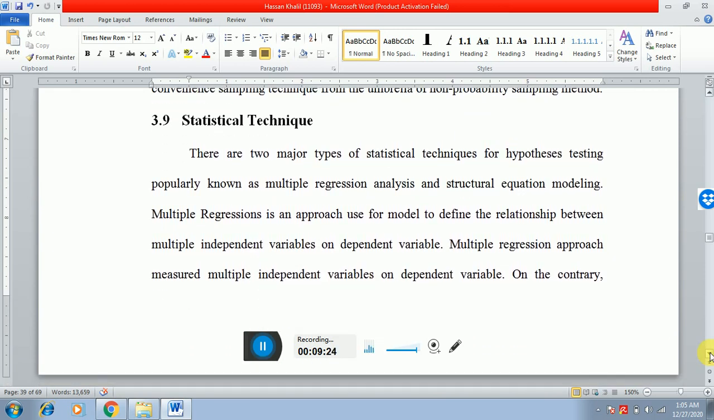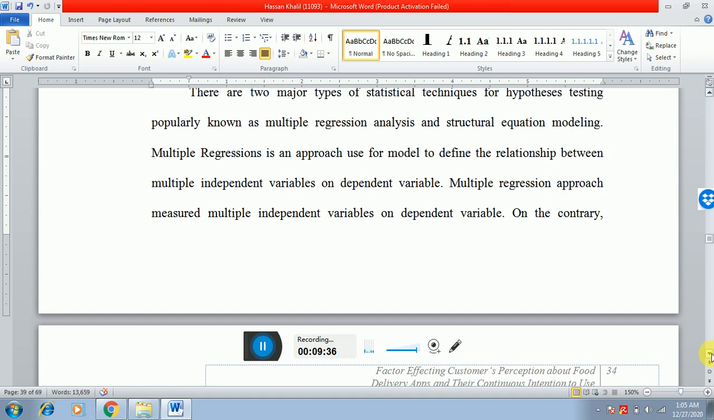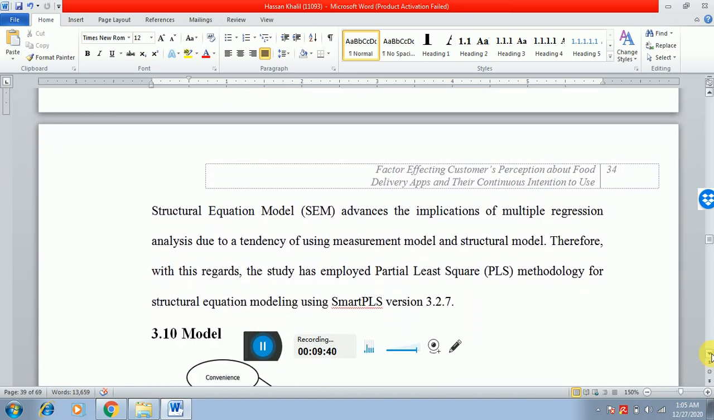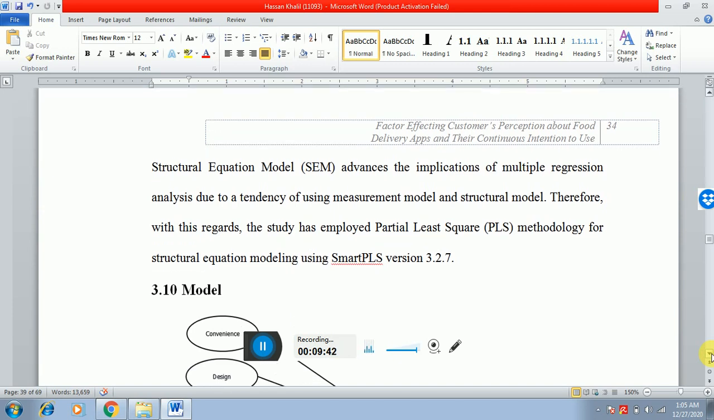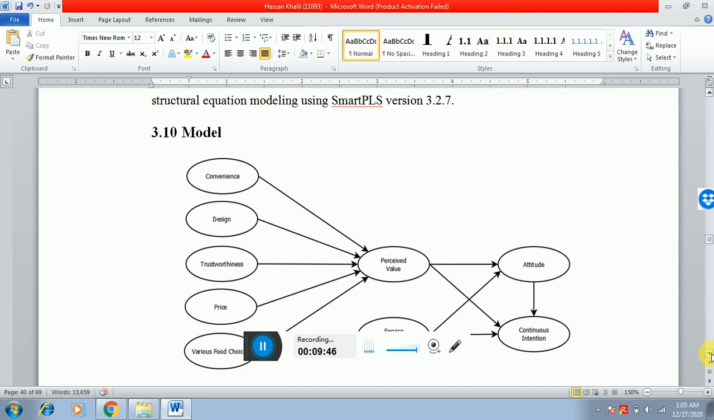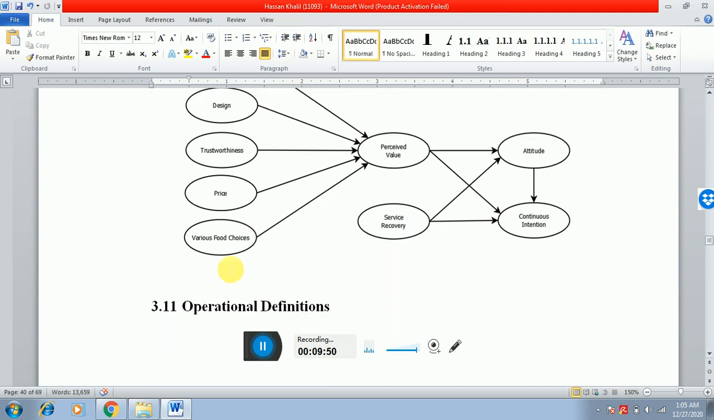In this heading, you have to clearly tell what technique you are going to use. In your case, your technique should be PLS-SEM, so you have to explain why you are using PLS-SEM. You have to defend it. What is the benefit of using PLS-SEM? In this heading you have to write it with citation. After this you have to place your research model, and then in the last heading you have to provide the operational definitions of each and every variable.